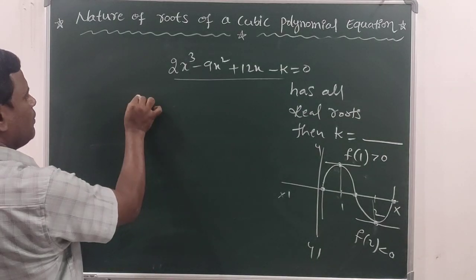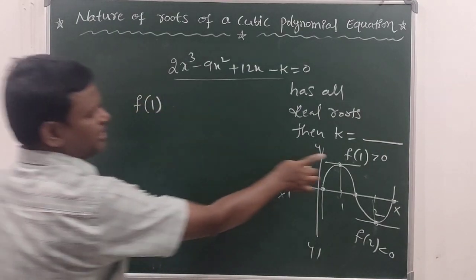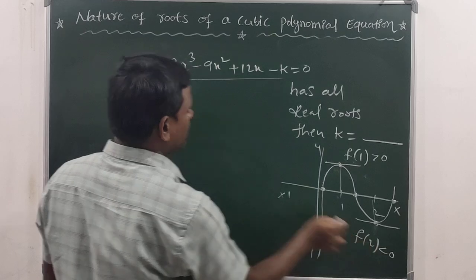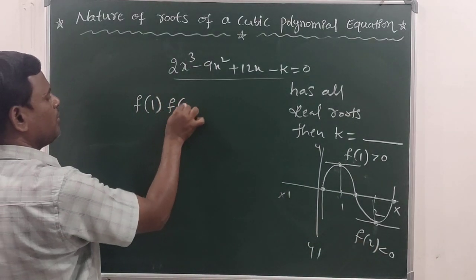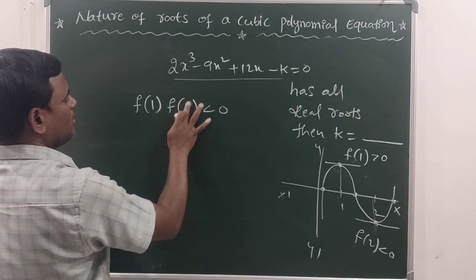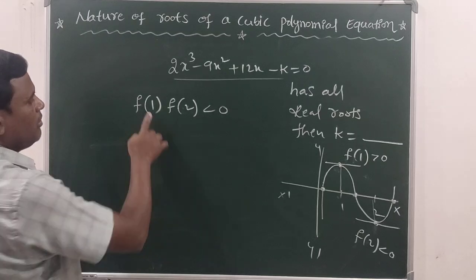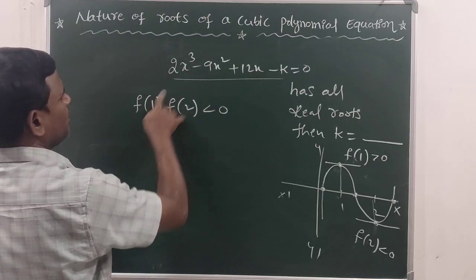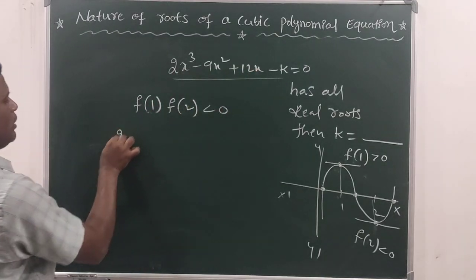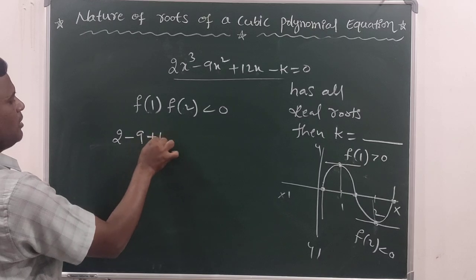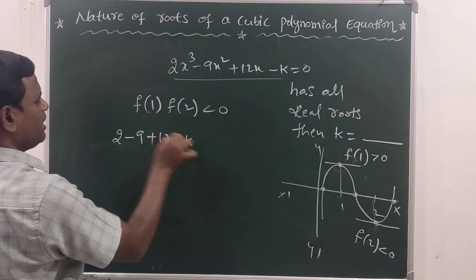f of 1 into f of 2. Here it is positive, here it is negative. When you take the product, f of 1 into f of 2 must be less than 0. Now f of 1 means in the place of x you have to write 1. If I write 1 here, it is going to be 2 minus 9 plus 12 minus k.